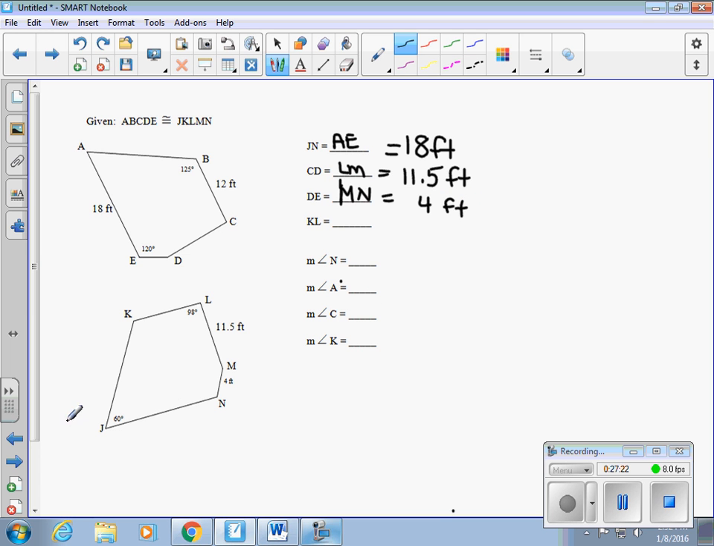No. 120 is my degrees on the inside. So remember, that means inside, it's your degree, your angle. KL, which is the second and third letter, match up with BC, and that is 12 feet. Now, the measure of angle N corresponds to what? E, which is 120. A measures up to J, and that angle is 60.